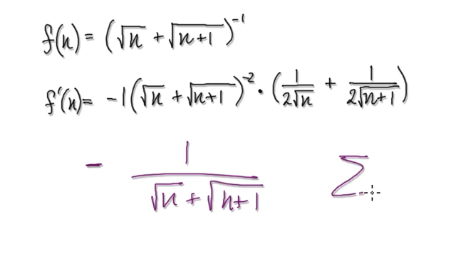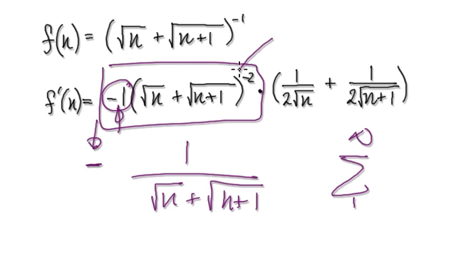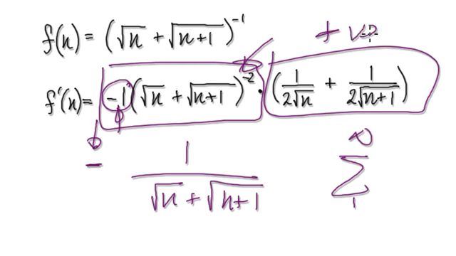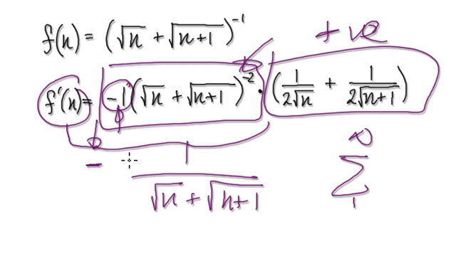Remember, n is moving from 1 to infinity. So this will always be positive. This will always be positive. The whole thing here will always be positive. But because you've got this negative here, it makes this block here always negative. This will always be positive. So that means the derivative is always negative.